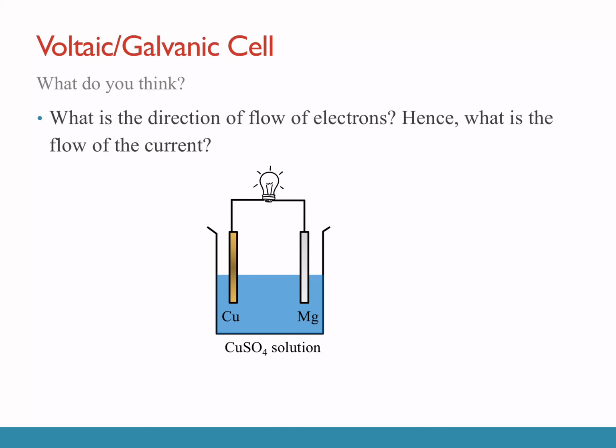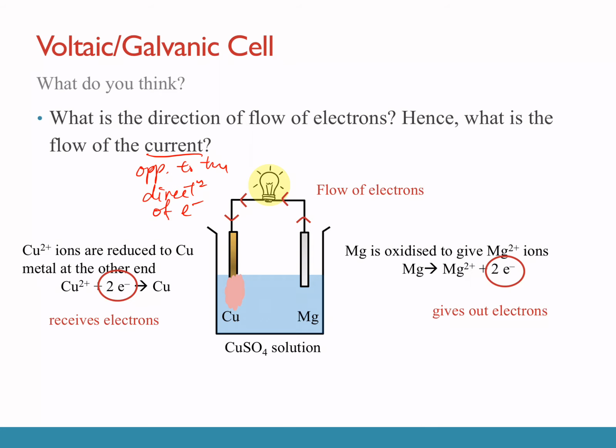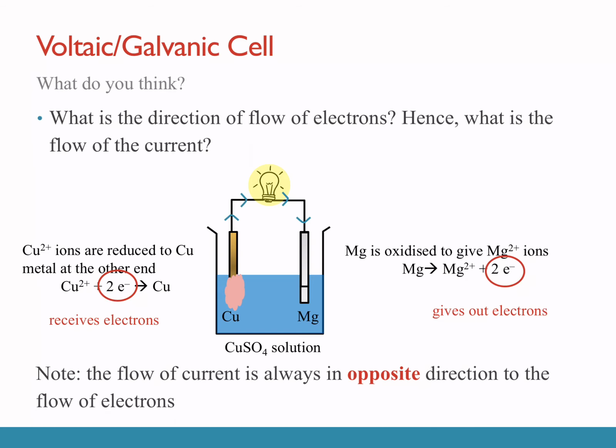Okay, anyway, so what's the direction of flow of electrons? Just now I mentioned it should be from magnesium to copper. So the flow of electron is like this. So what is the flow of conventional current? We call that the flow of conventional current should be opposite to the direction of electrons. So the conventional current flows from copper to magnesium.